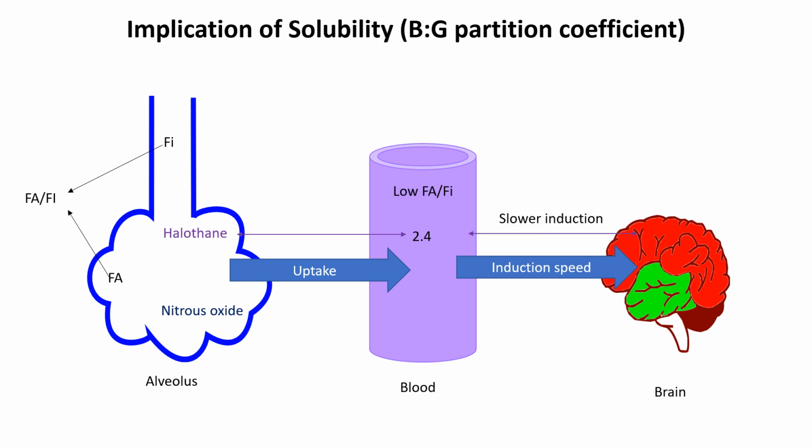In contrast, nitrous oxide, having a lower blood-gas partition coefficient, is less soluble in blood. This results in minimal uptake, allowing alveolar concentration to rise rapidly and approach inspired concentration. The Fa/Fi ratio increases quickly, enabling faster equilibration and rapid induction of anesthesia.